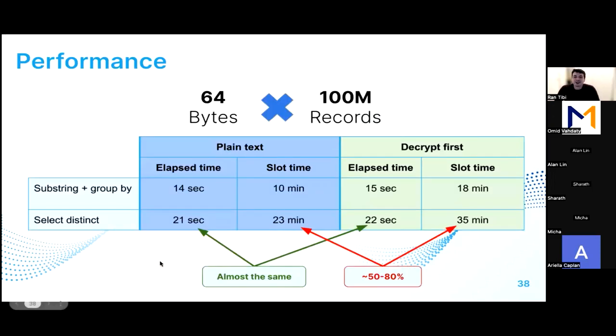You probably ask yourself, what about performance, right? So I tried to figure out what is the efficiency of the decrypt function. I created a table of 100 million records with 64 random bytes, encrypted them, and then ran some query that will decrypt them all. In order to make sure that it actually scanned all the data and not a limit or something like this, I tried two different queries, one with the substring and group by, and the second one was select distinct.